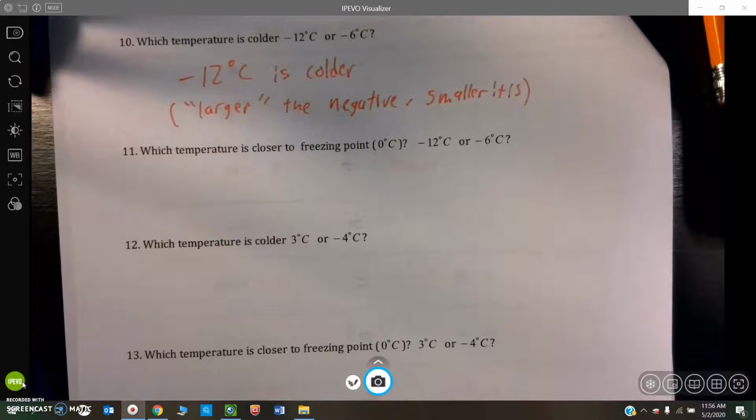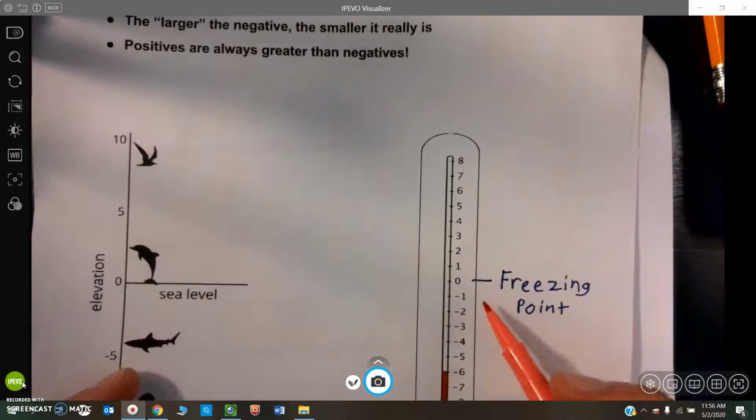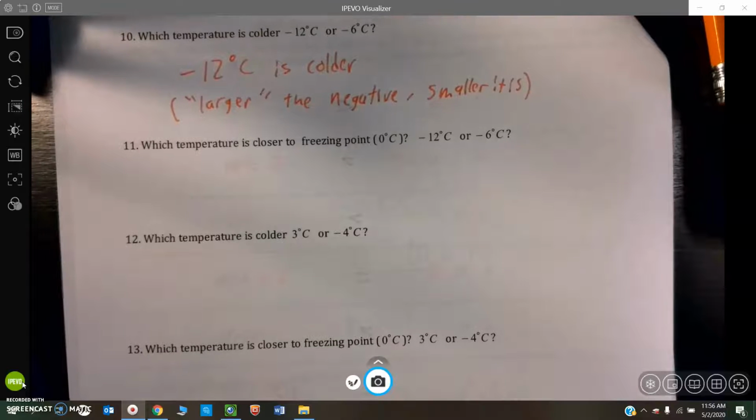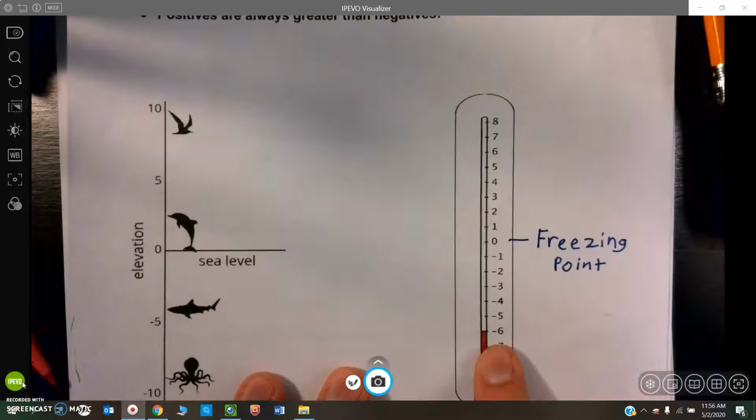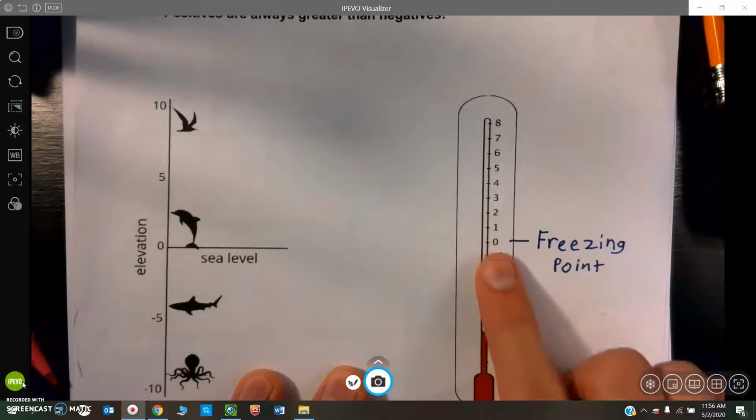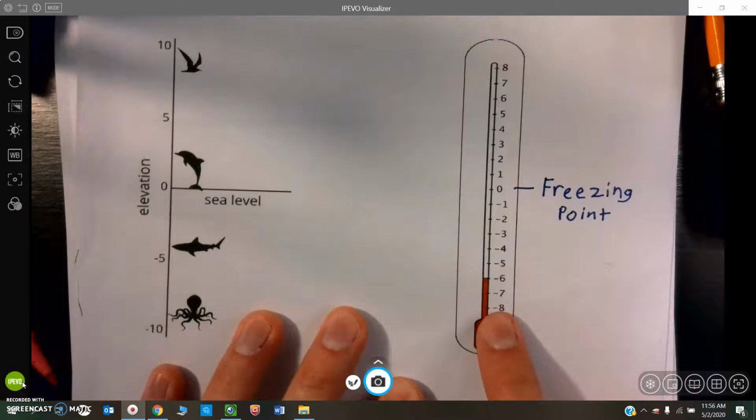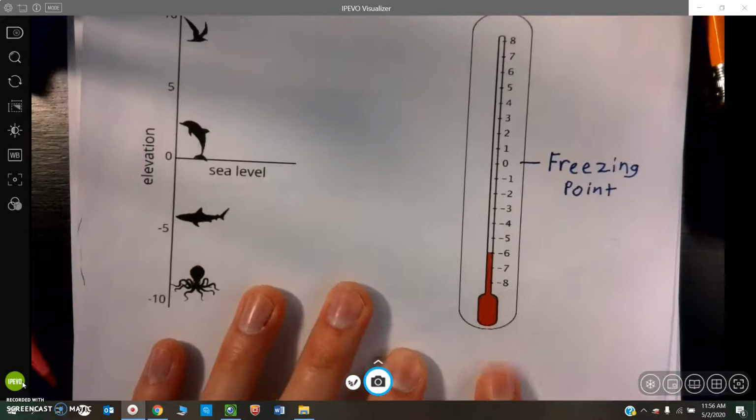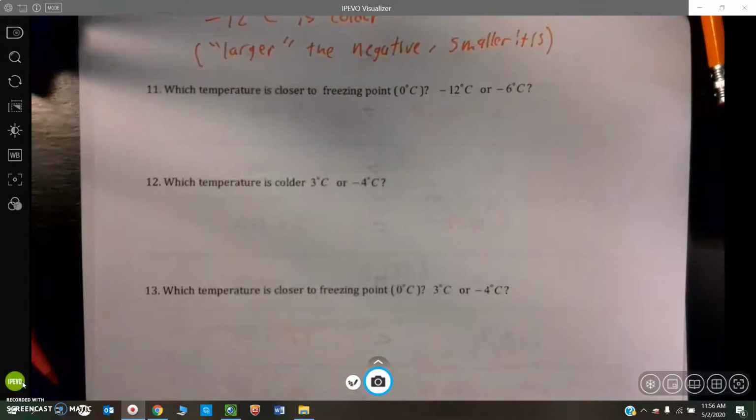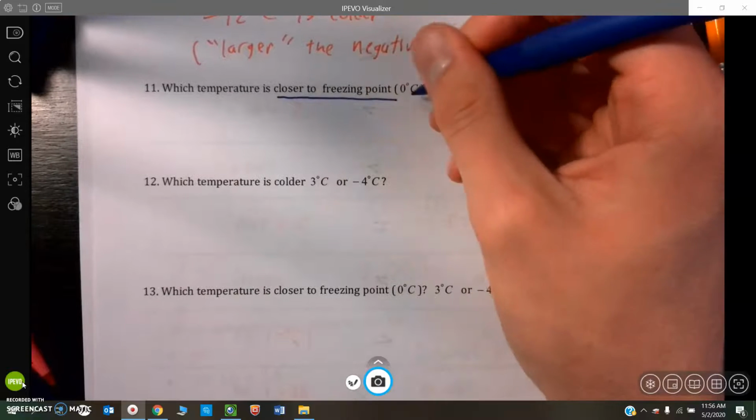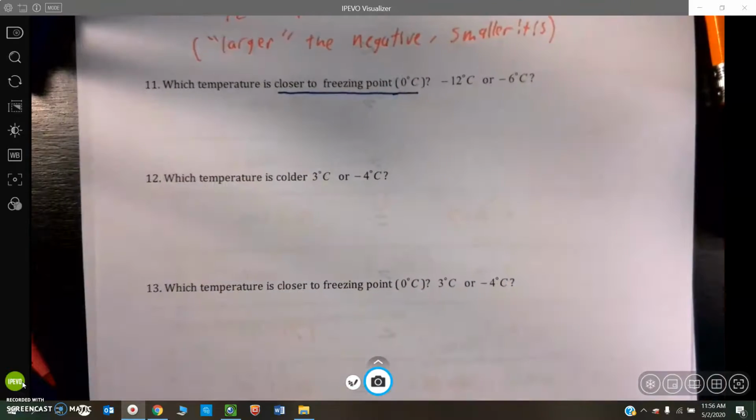Which temperature is closer to freezing point? And once again, freezing point is another way of saying 0 when talking about degrees. -12 or -6? Well, -6 is here. We can see its distance from 0 is 6 units. -12 isn't even shown on this thermometer. It would actually be down here if it kept going. So when we're talking about being closer to freezing point, remember, freezing point is just another way of saying 0.